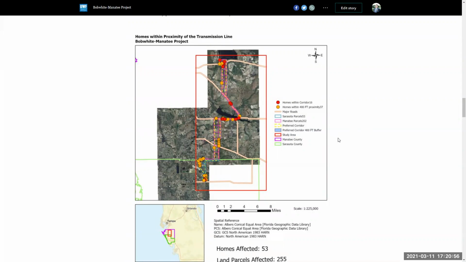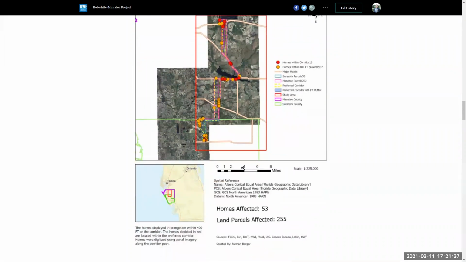And then I looked at imagery and digitized homes that fell either within this 400-foot buffer or within the preferred corridor. So that tells me these are the homes that will be affected by this transmission line. They're within proximity. So after looking at imagery and Google Earth, I was able to digitize approximately 53 homes. In doing so, I also clipped out all of the land parcels that fell within the 400-foot buffer and the preferred corridor, which I ended up with 255 land parcels.